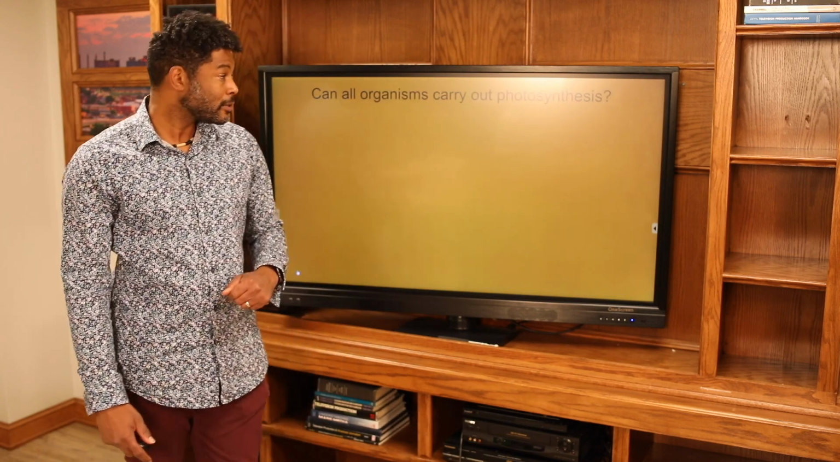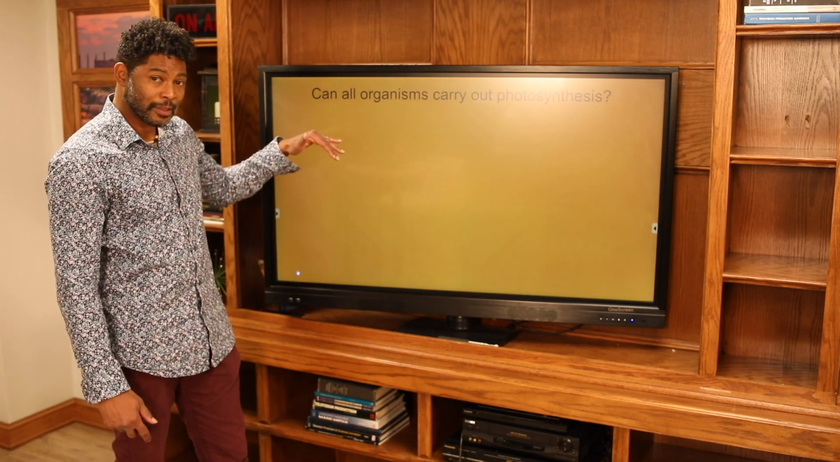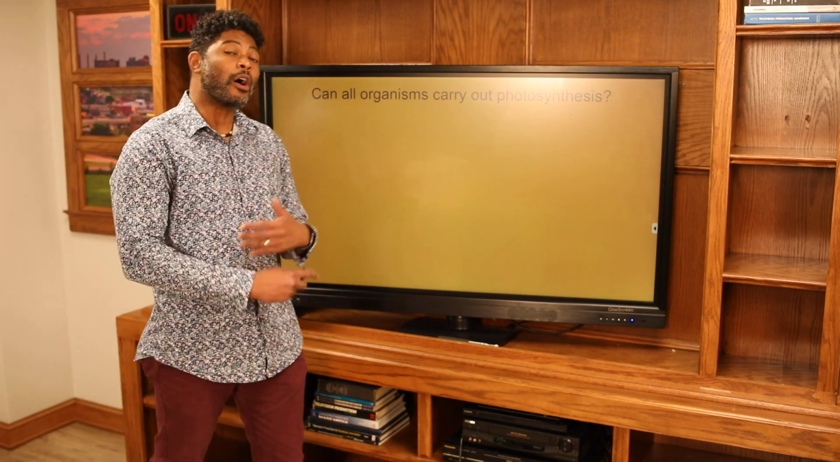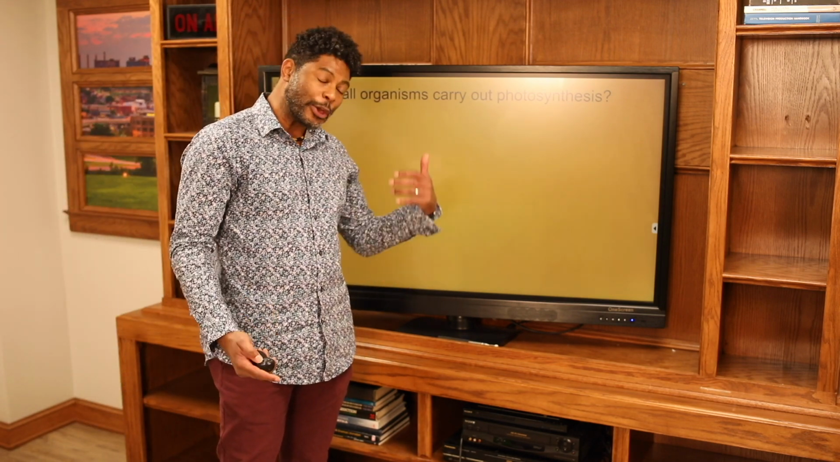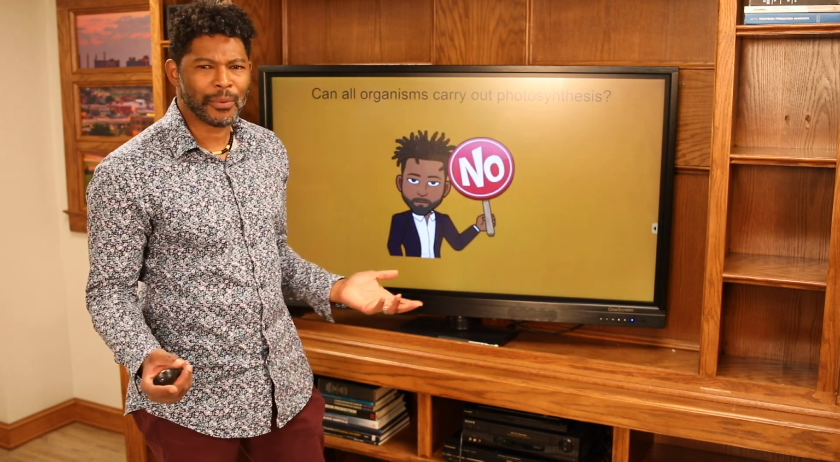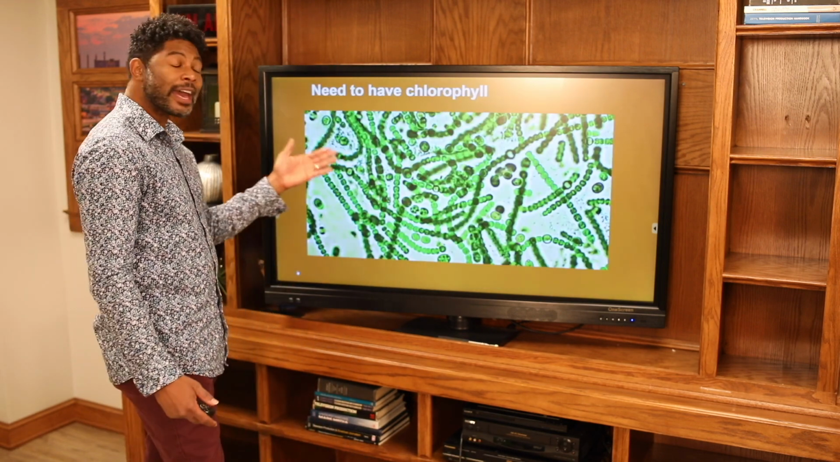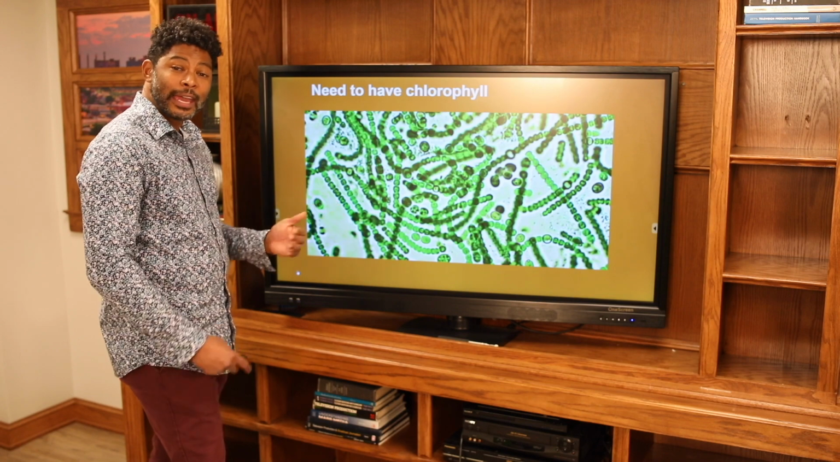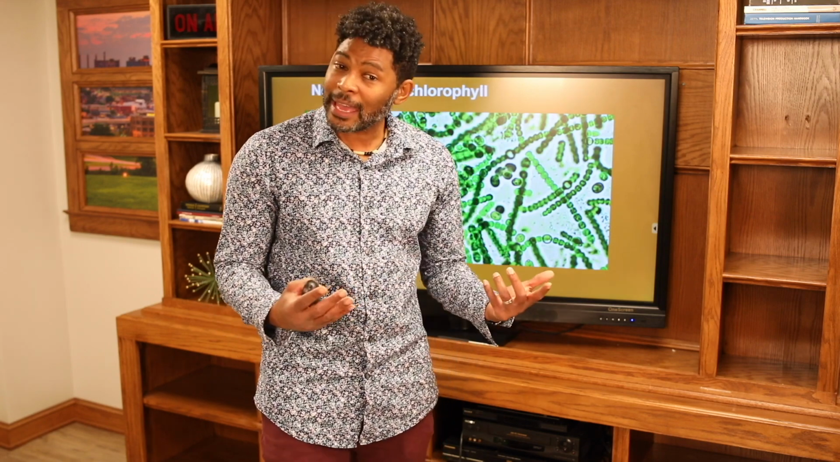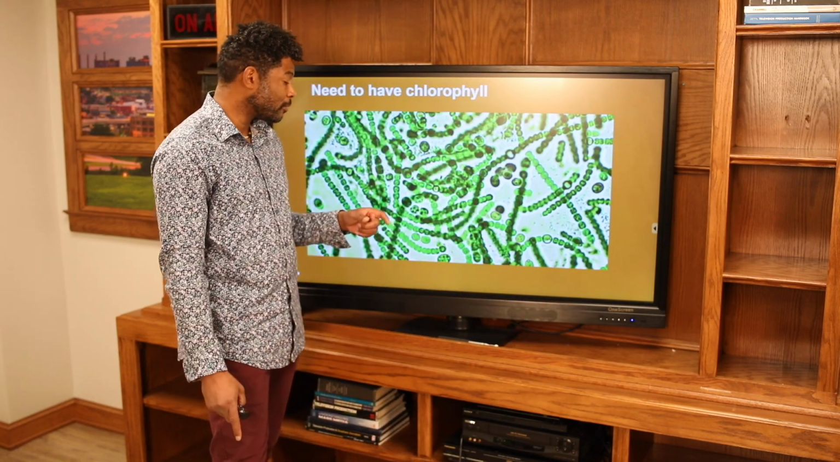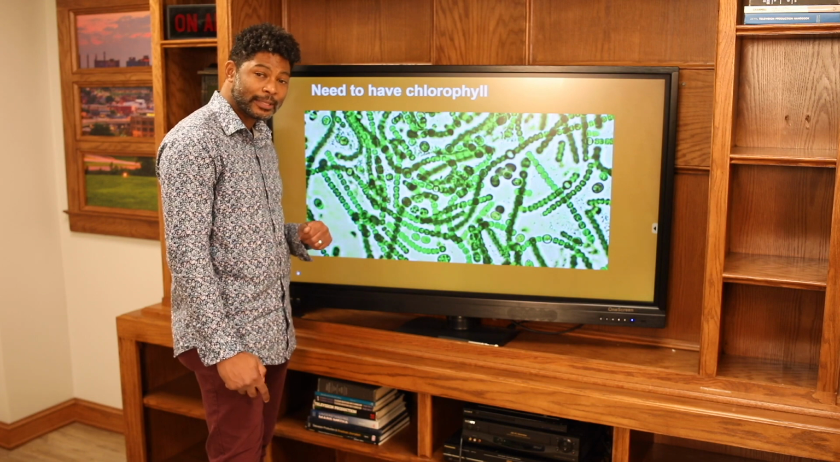The other thing is, who carries on photosynthesis? Do all organisms, or all life on this planet, go through photosynthesis? No. You have to have chlorophyll. And as we said, you find chlorophyll in your plants, you find chlorophyll in some of the protists, and you actually can find chlorophyll like this in some bacteria.